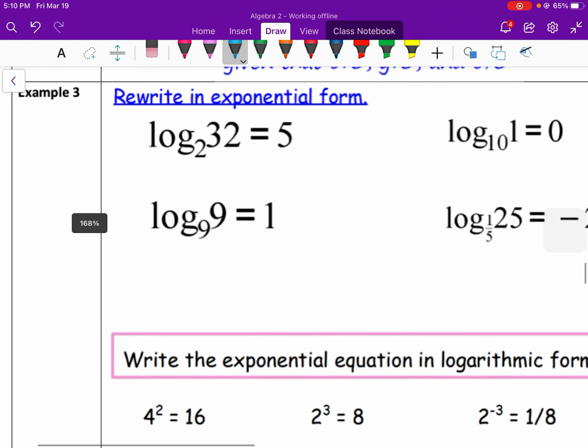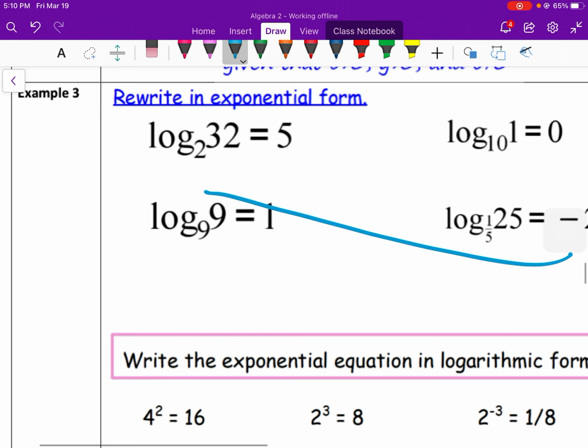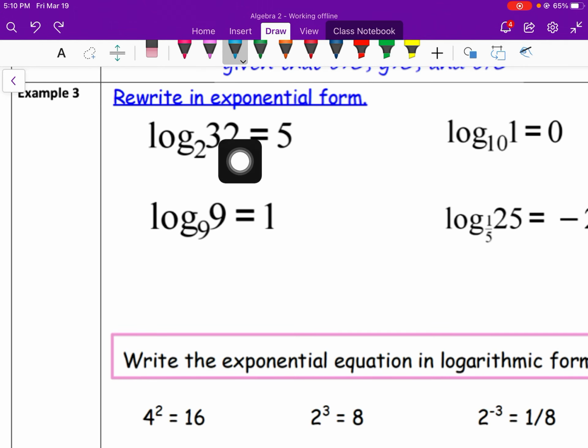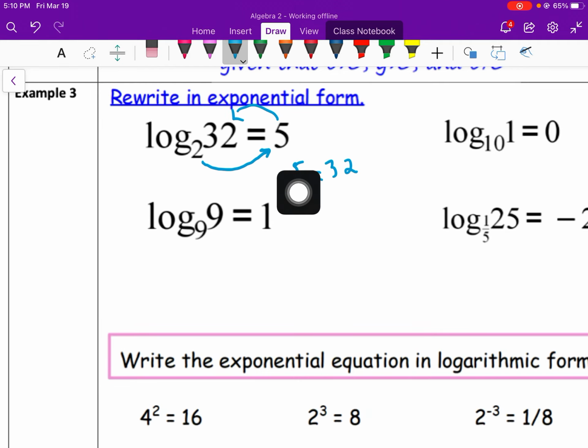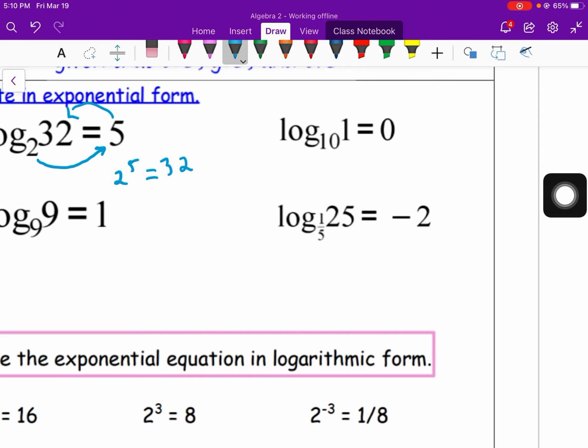We're going to rewrite this first one: log base 2 of 32 equals 5. Again, we're going to use arrows to help. That's 2 to the power of 5 equals 32. And is that true? It is. 2 to the power of 5 is 2 times 2 times 2 times 2 times 2, which is 32.